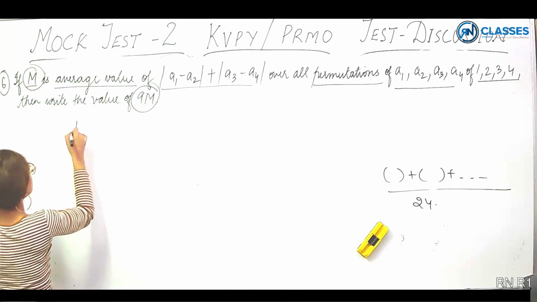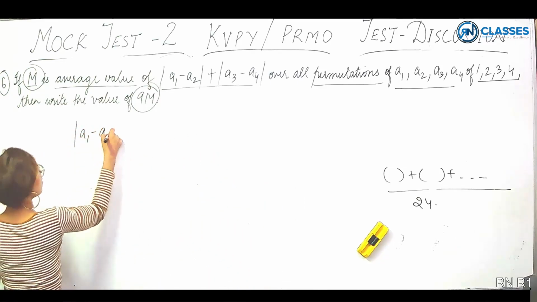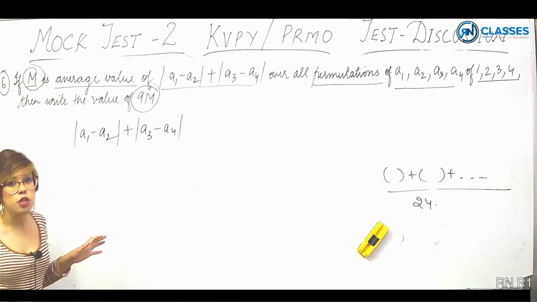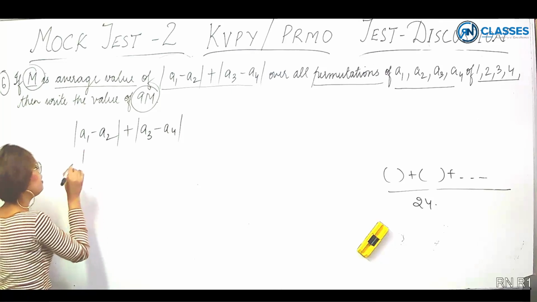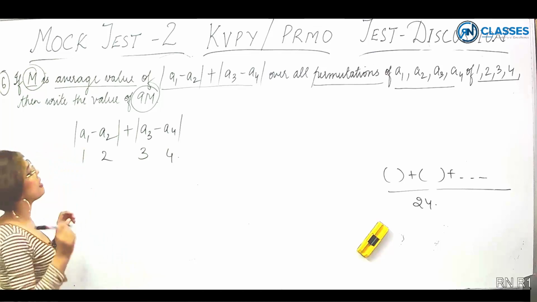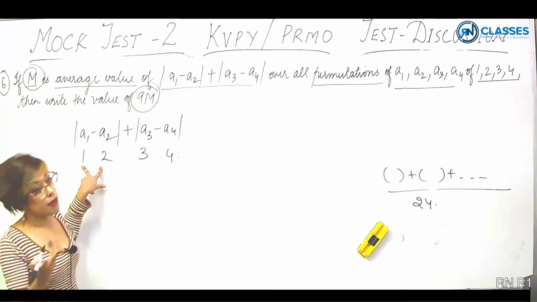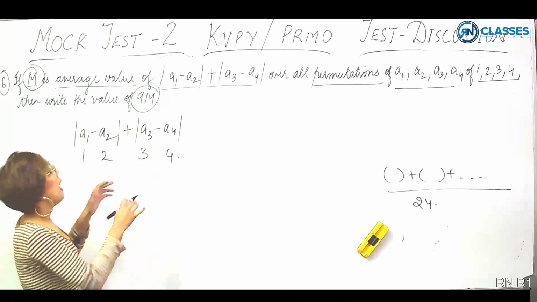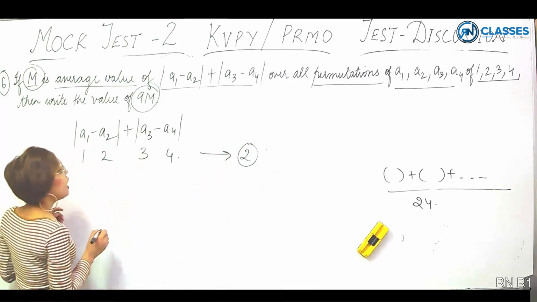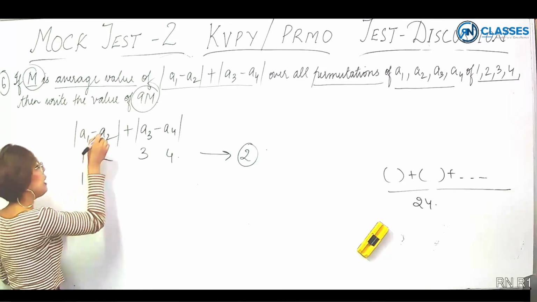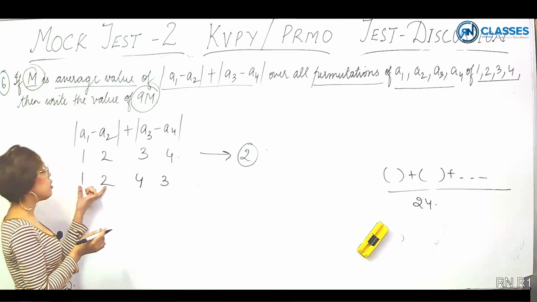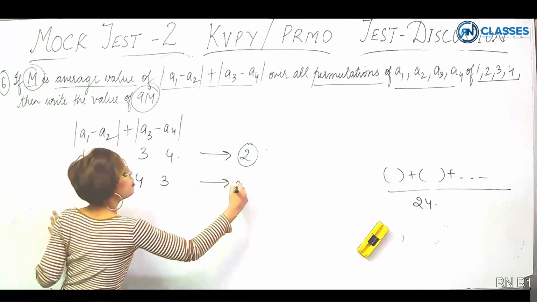Now, he says absolute value of a1 minus a2 plus absolute value of a3 minus a4. So, let me just write the cases. Right? Permutations. Let me take a1 as 1, a2 as 2, a3 as 3, a4 as 4. In that case, that will be mod of minus 1, which is 1, plus mod of minus 1, which is 1. Again, in this case, the sum would be 1 plus 1, which is 2. Right? Now, permutation. So, let me take a1 as 1, a2 as 2, a3 as 4, and a4 as 3. In this case also, this is 1, this is 1, this will become 2.